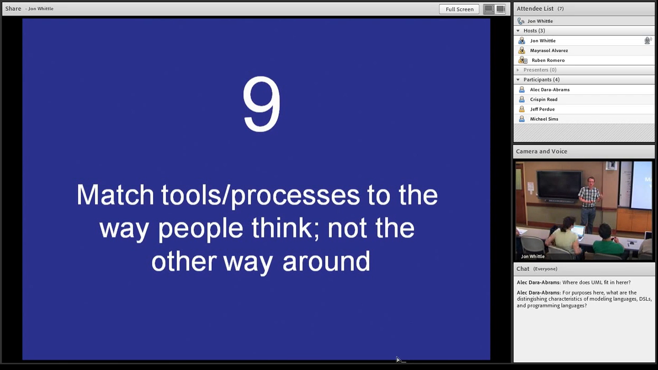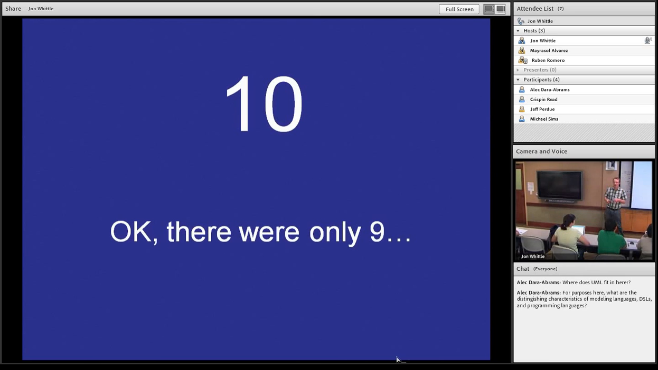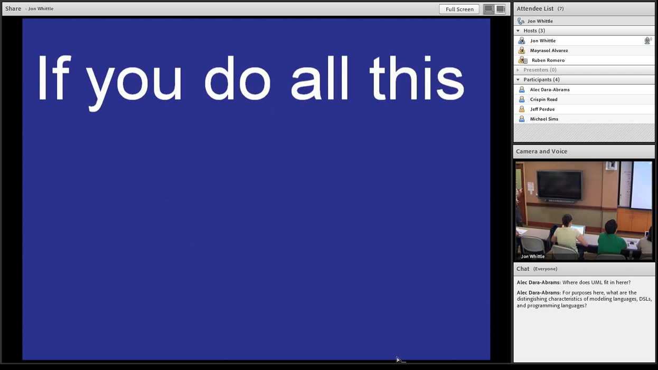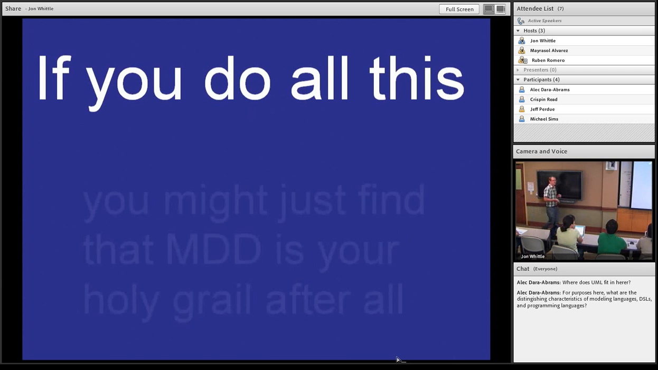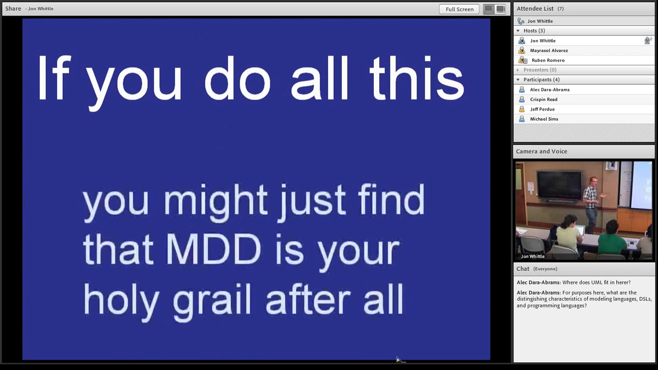So what I think we should be doing is to study people first and then create things that will match their processes better. And then finally, number 10, well, okay, I was lying. There's actually only 9 top tips for practitioners. If you do all this, you may, and I say may, find that MDD is your holy grail after all. You may not.